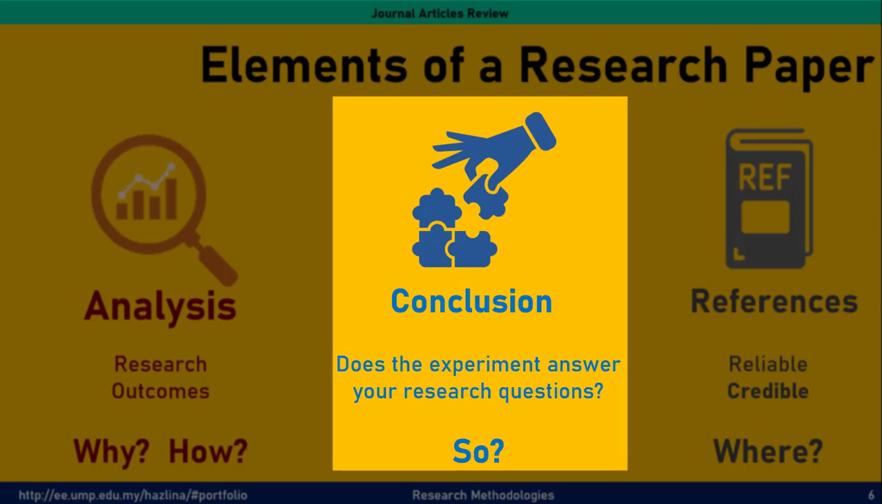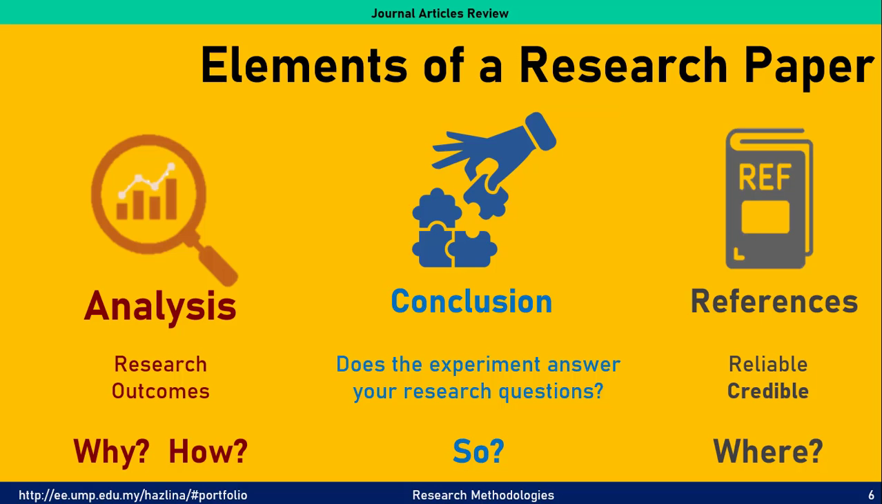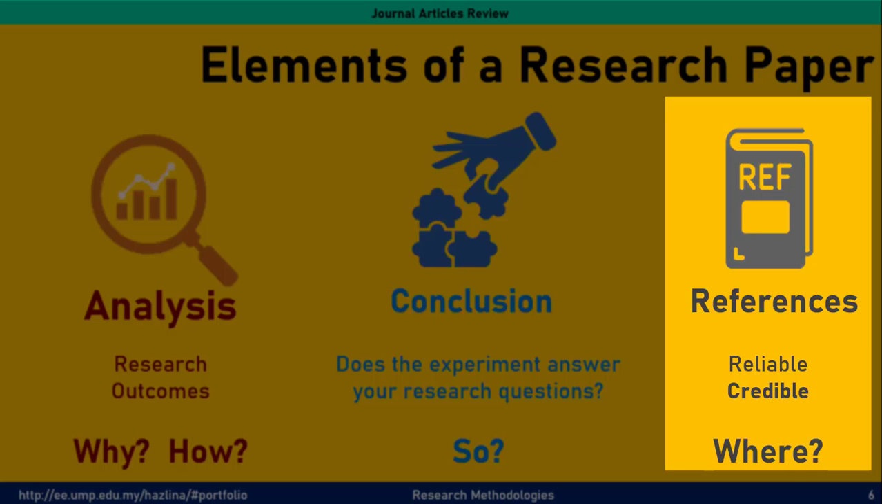This is where the authors interpret the results. The discussion will place the researcher's findings in the context of the previous research discussed in the introduction. It will also provide ideas for future research and discuss any limitations to the studies described in the article. And finally, the references. This is where credible and reliable resources are listed.